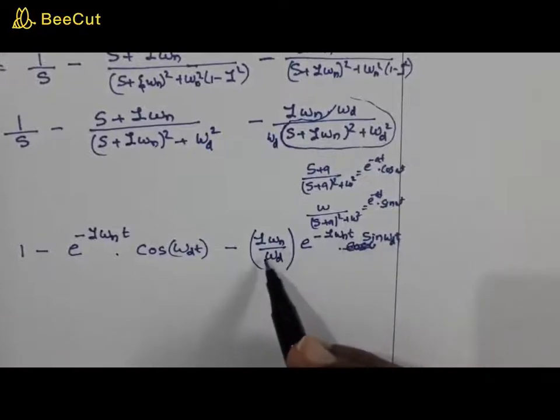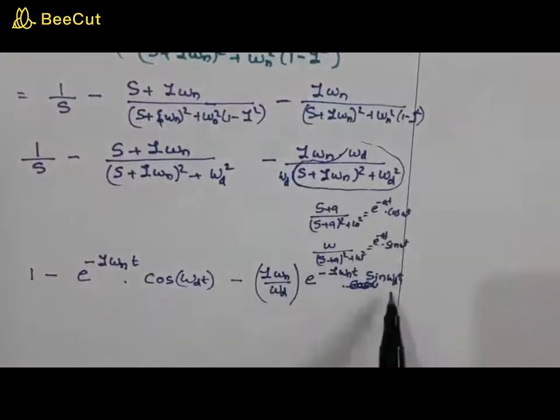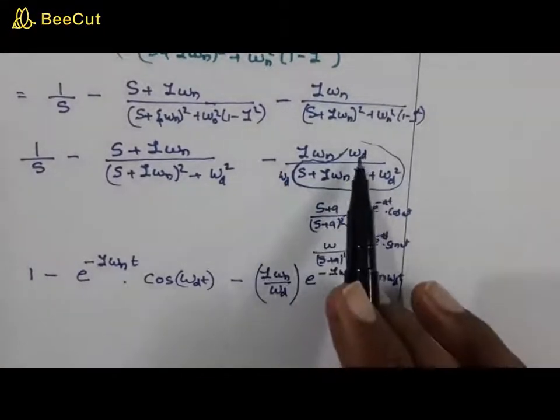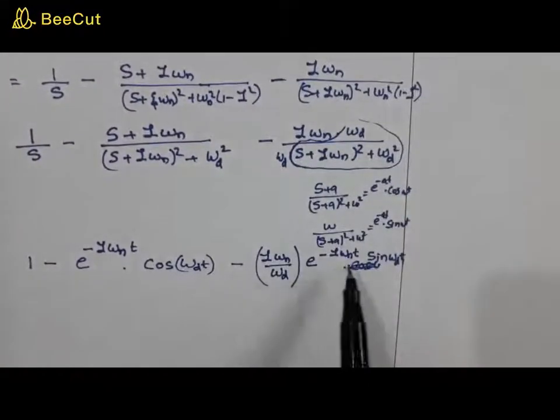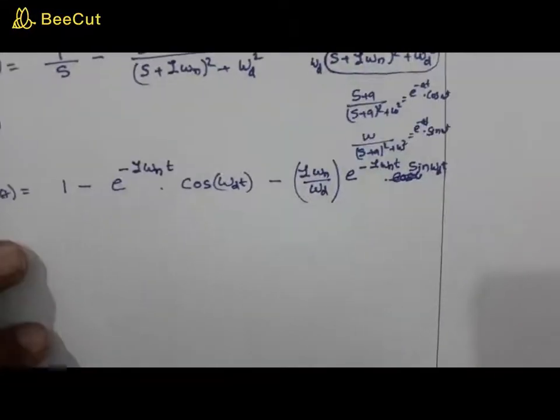How come this omega d? That is to convert this expression into that of a sine. That's why we put a numerator and denominator by omega d. So you got this expression to be like this. Okay. Now listen please.